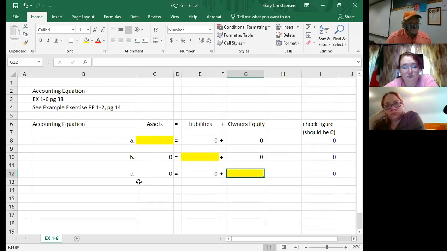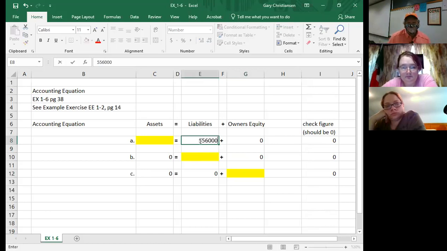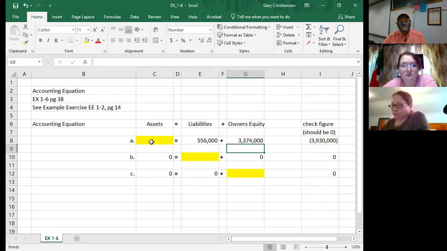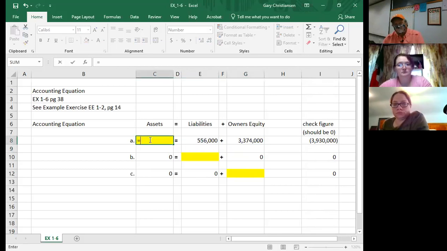And if I've got the first one, I have liabilities of 556 and owner's equity of 3,374,000. And they're just asking me to drop in what is our total assets. Well, it's using the equation, we just add these two up, and that will equal our total assets.